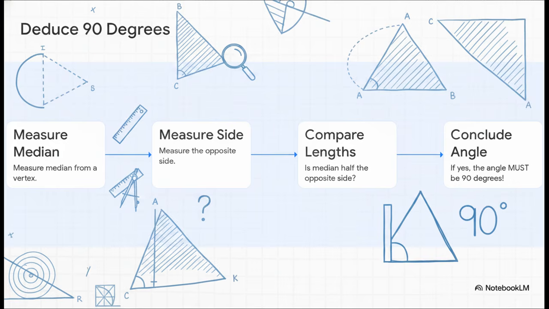Step 3, do the quick math. Is the median exactly half of that side? If the answer is yes, then step 4, you have conclusively, 100% proven that the starting angle is 90 degrees. You deduced a hidden fact about the triangle's angles using only the lengths of its lines. It's just an unbelievably powerful logical tool.